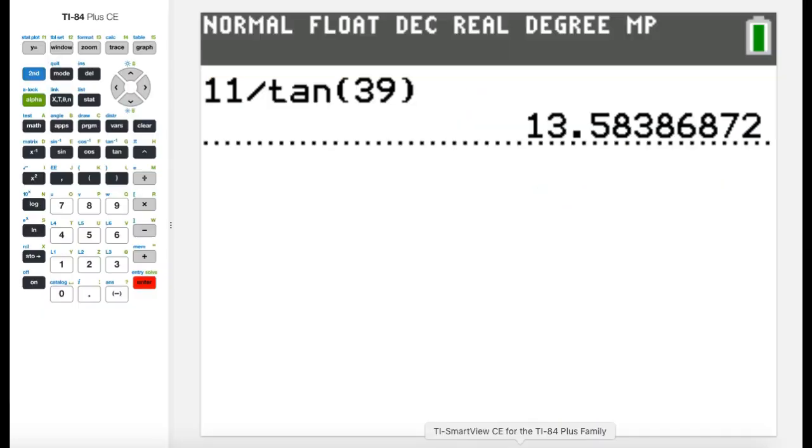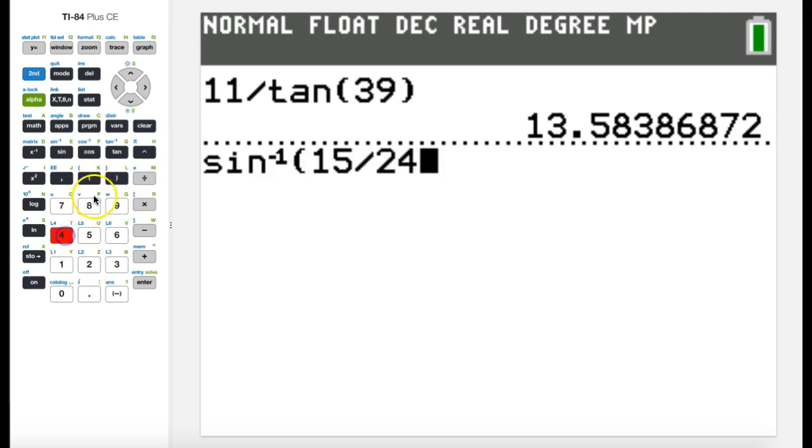So if you look on your calculator, right above sine, cosine, and tangent are the inverse sine, inverse cosine, and inverse tangent. So to get those, I'm going to hit the second button. So I'm going to do second sine, and then 15 over 24.